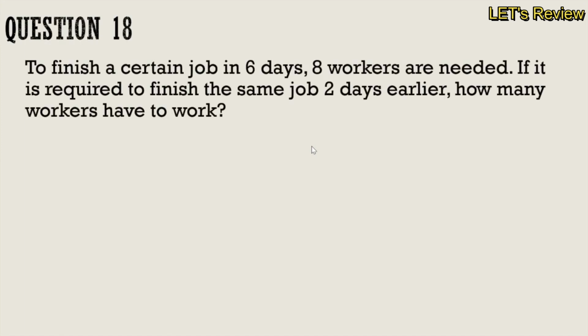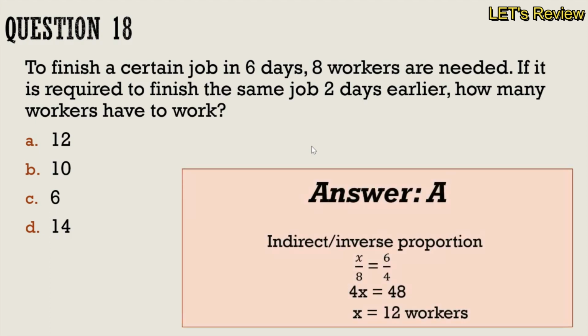Question 18. To finish a certain job in 6 days, 8 workers are needed. If it is required to finish the same job 2 days earlier, how many workers have to work? A. 12. B. 10. C. 6. Or D. 14. The answer is A. We use inverse proportion, where x over 8 is equal to 6 over 4. Cross multiplication, x is equal to 48, and x is equal to 12 workers.